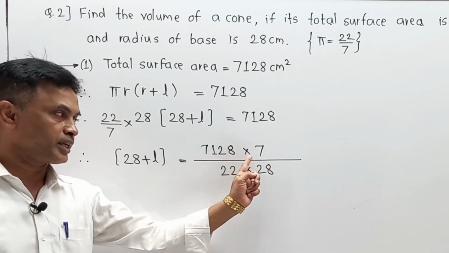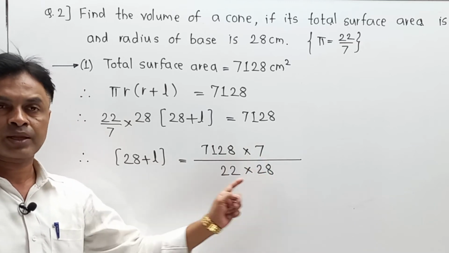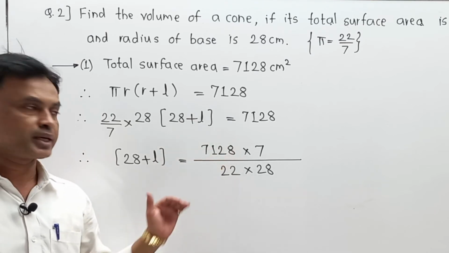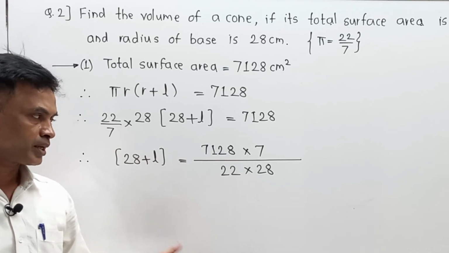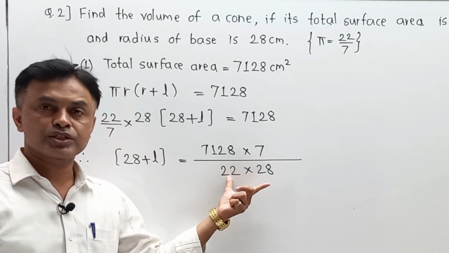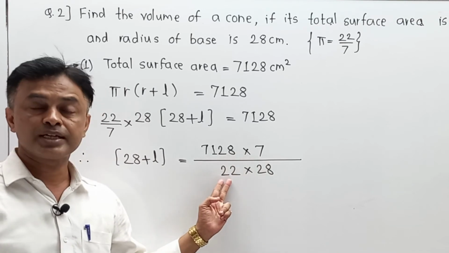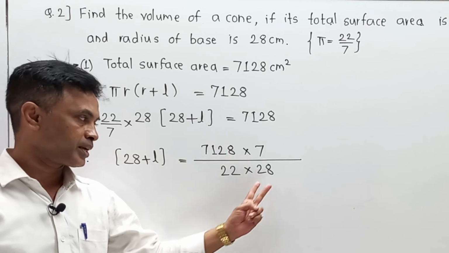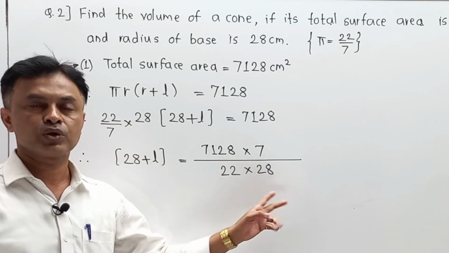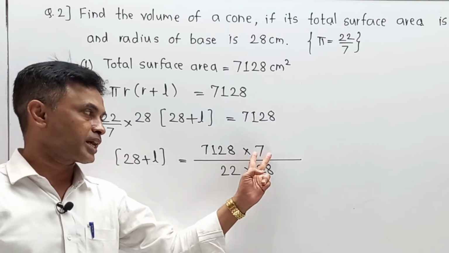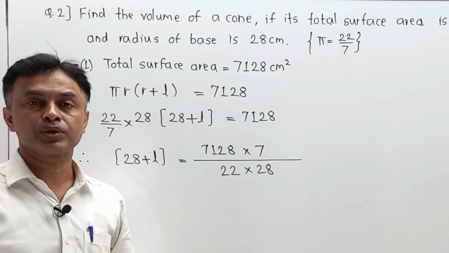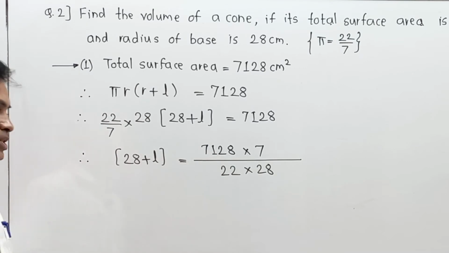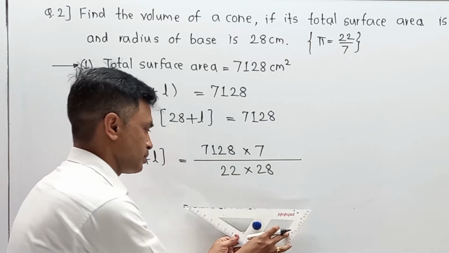So 7128 into 7 divided by 22 into 28. Always focus on the largest or greatest number given over here, and in that case you must be able to make its proper division or simplification. Here is a hint. The first number is 22, which is divisible by 11, so you can identify that this number may be divisible by 11. This 28, we know, is 14 into 2, or 7 into 2 into 2, so again you can cancel this 7 over here. In that case you must be able to develop your logic. For example, here I am going to clear one step.